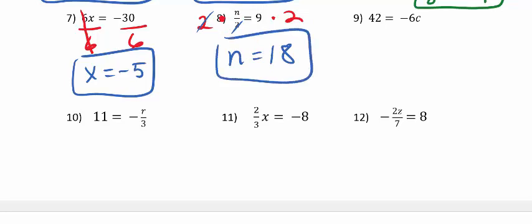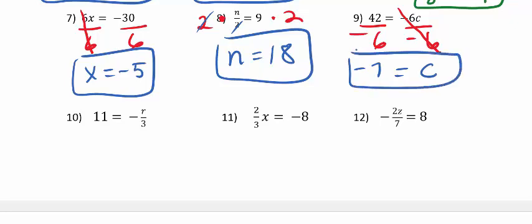In number 9, we're trying to get c alone. This is negative 6 times c, so we're going to do the opposite and divide both sides by negative 6. The negative 6 divided by negative 6 becomes 1, and we get c alone, and 42 divided by negative 6 is negative 7.